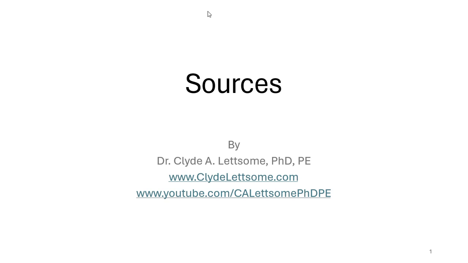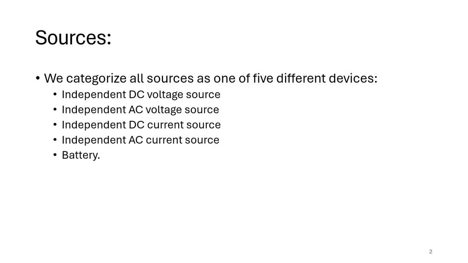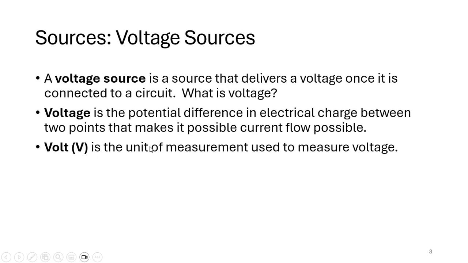Okay. All right, so let's talk about what sources are. I like to say that we can categorize sources into five different categories. Okay, we have the independent DC voltage source, independent AC voltage source, independent DC current source, independent AC current source, and batteries.